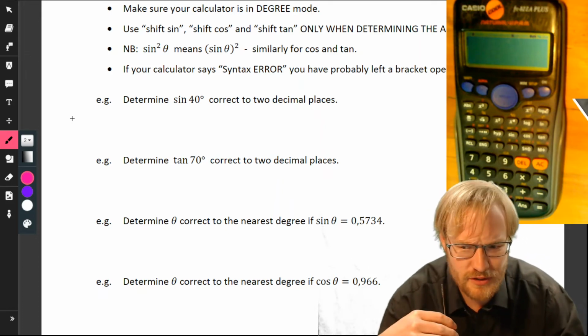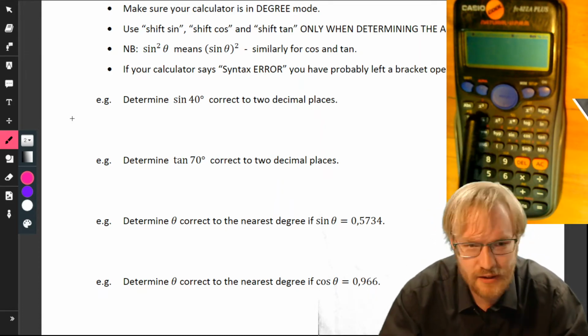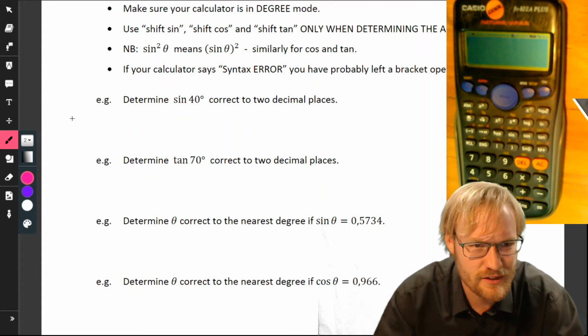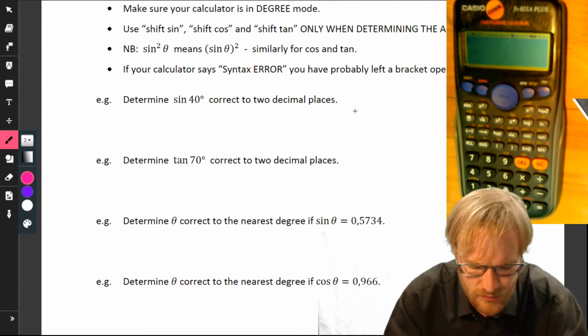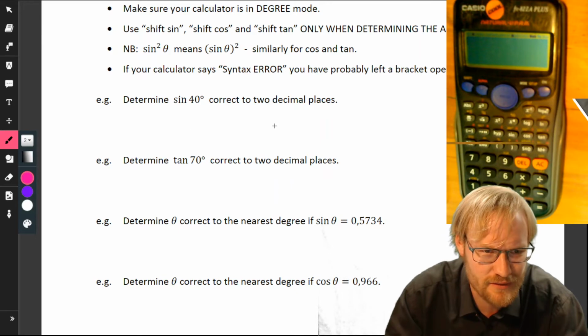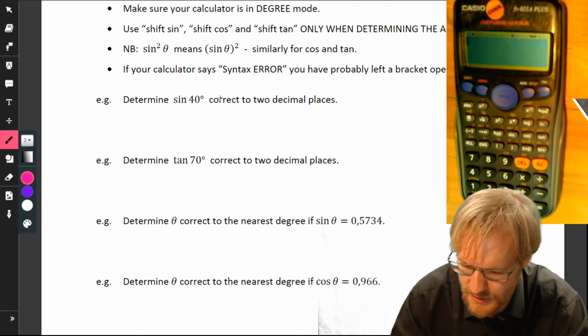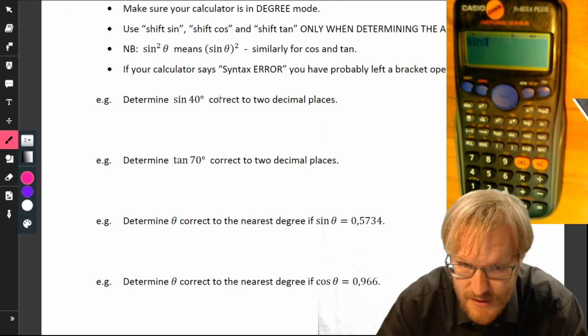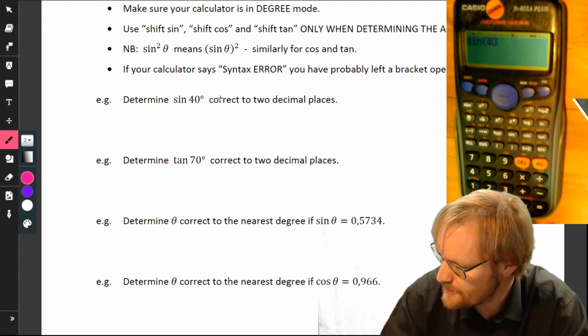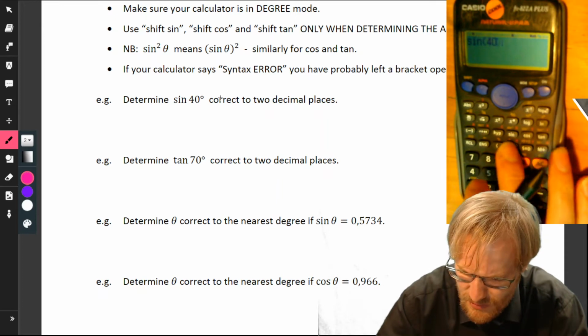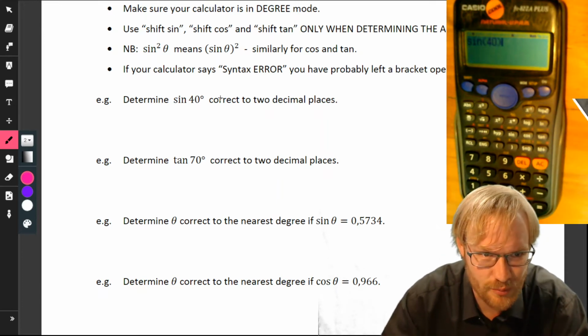Right, for this one, we're really just seeing how do we use our calculator here to find out these trig ratios, and this is really just plugging into our calculator stuff. So when it says determine sine 40 to correct to 2 decimal places, you're really just saying type in sine and then 40, and the only thing is it's worthwhile always just remembering to close your bracket.